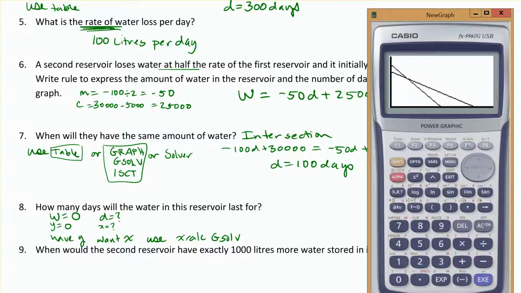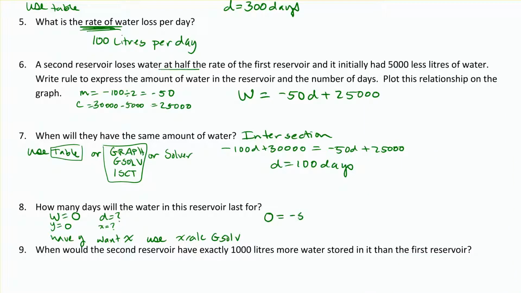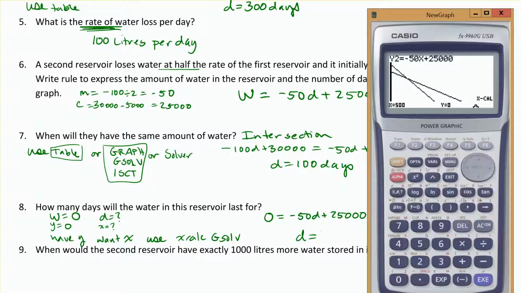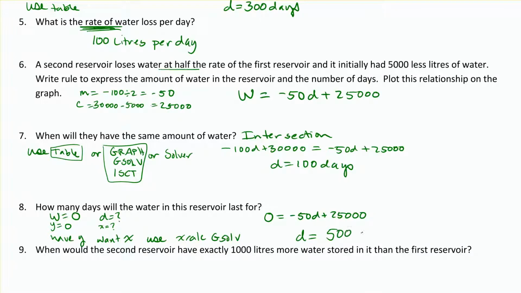So if I try that again, gsolve, look over for xcalc, I want to use the second equation for 0 when it's out of water, and you can see that it finds it for me at 500 days at y equals 0. So I'd want to show my substitution by going 0 is equal to negative 50d plus 25,000, and then I could just write d is equal to, what was it again, 500 days.